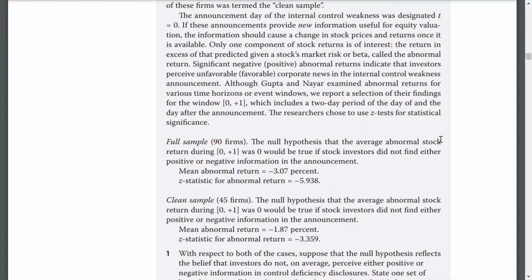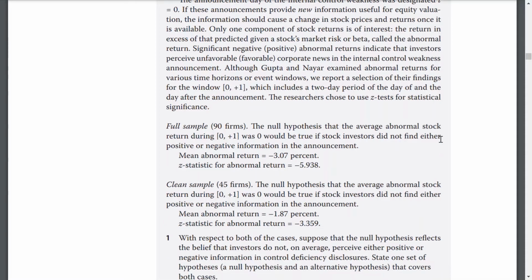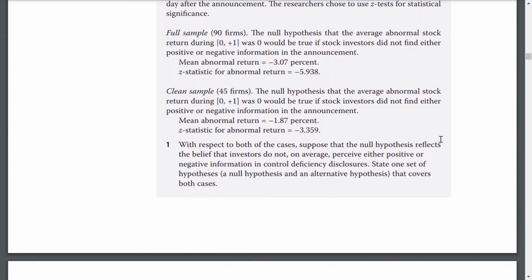A clean sample of 45 firms. The null hypothesis that the average abnormal stock return during days 0 and +1 was 0 would be true if stock investors did not find either positive or negative information in the announcement. Mean abnormal return is this. The z statistic of abnormal return is this.